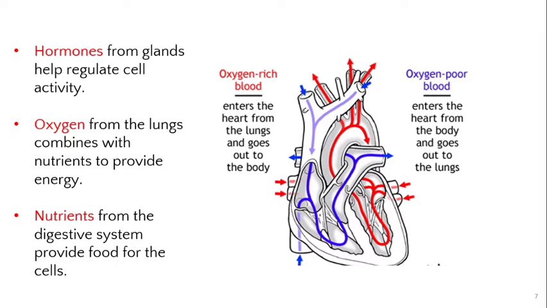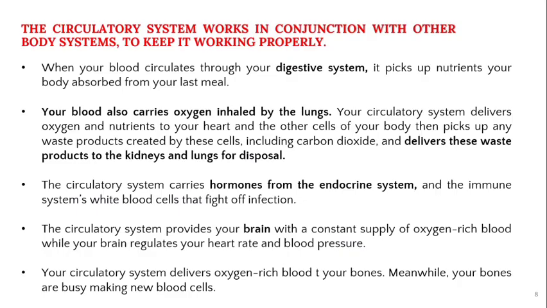The oxygen-poor blood, on the other hand, portrayed in the blue arrow, enters the heart from the body and goes out to the lungs. The circulatory system works in conjunction with other body systems to keep it working properly. When your blood circulates through your digestive system, it picks up nutrients your body absorbed from your last meal. Your blood also carries oxygen inhaled by the lungs.